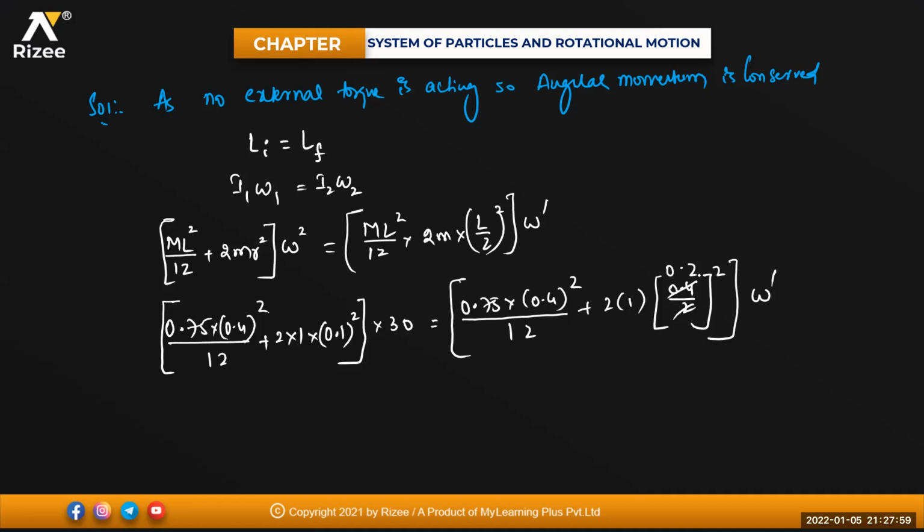Okay. So simplify it. See how much you are getting from that. Just simplify it, we will get the value of omega dash.